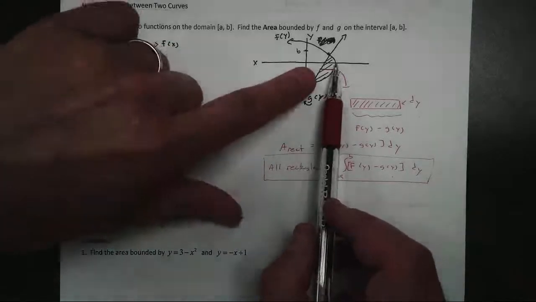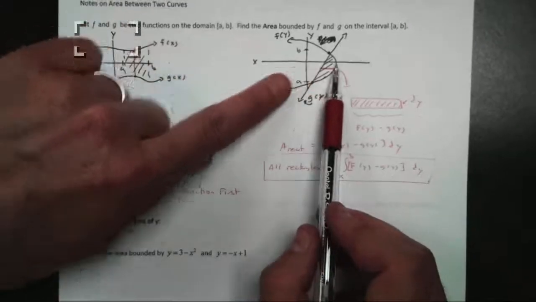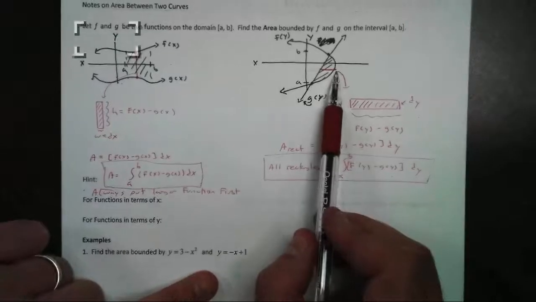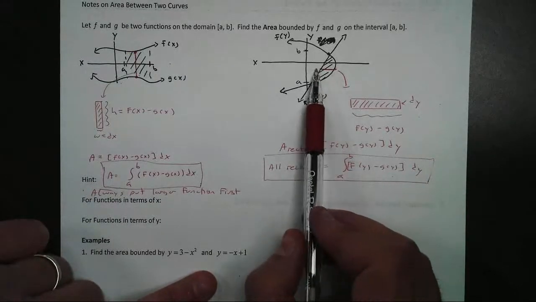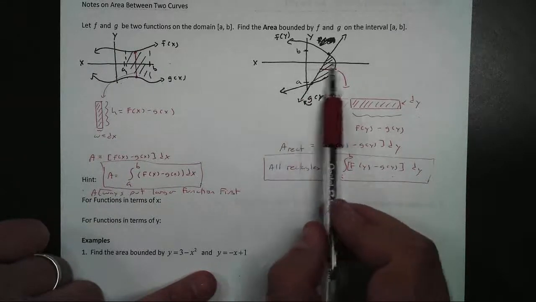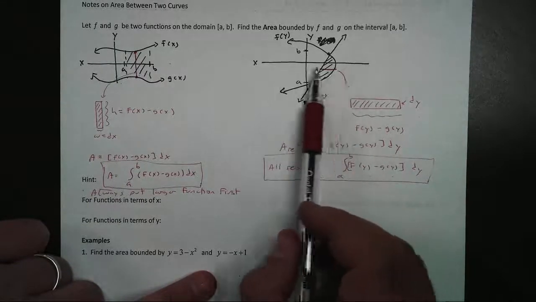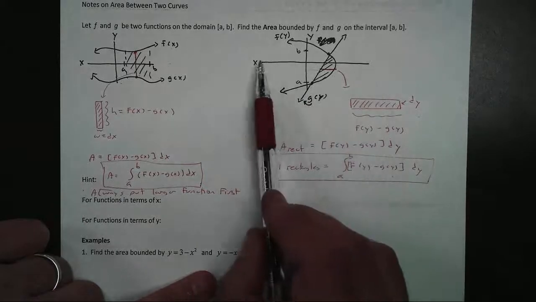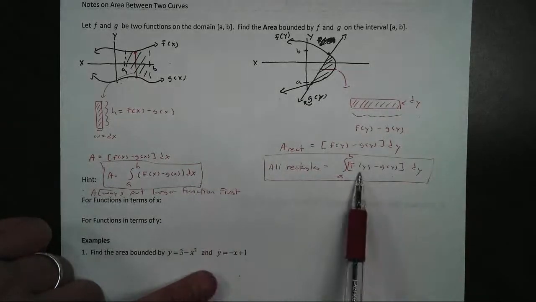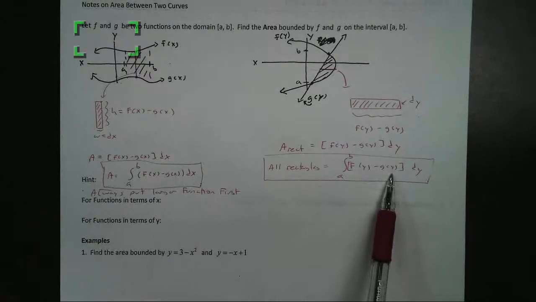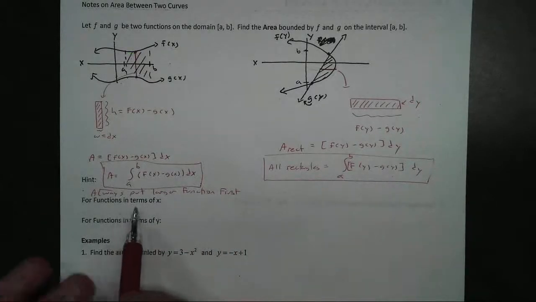In terms of f of y, I'm going to put the one on the right first because the right side numbers are bigger than the numbers on the left. So it's basically our number line right there. See? Larger x values, smaller x values to the left. So you always want to put the larger function first, which is why we put f of y minus g of y.